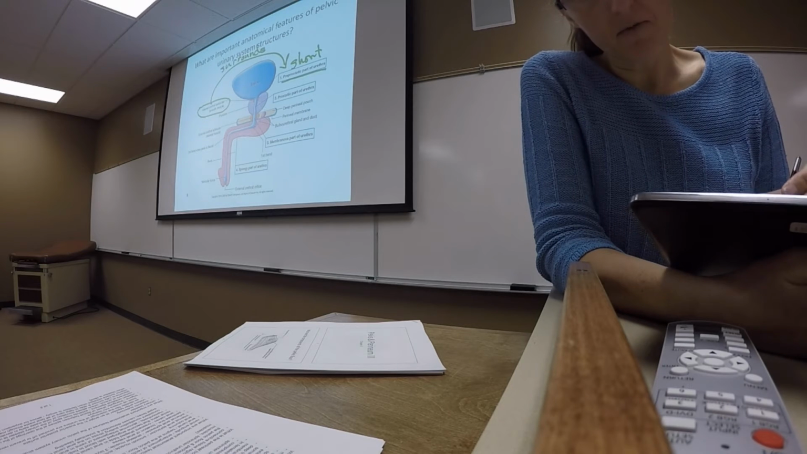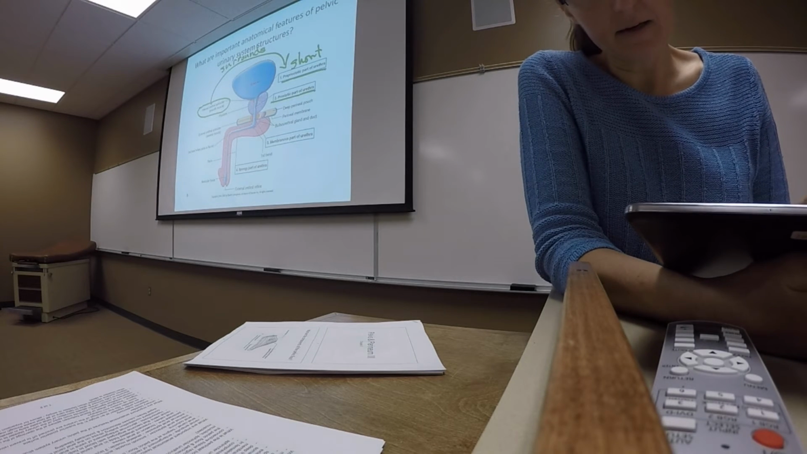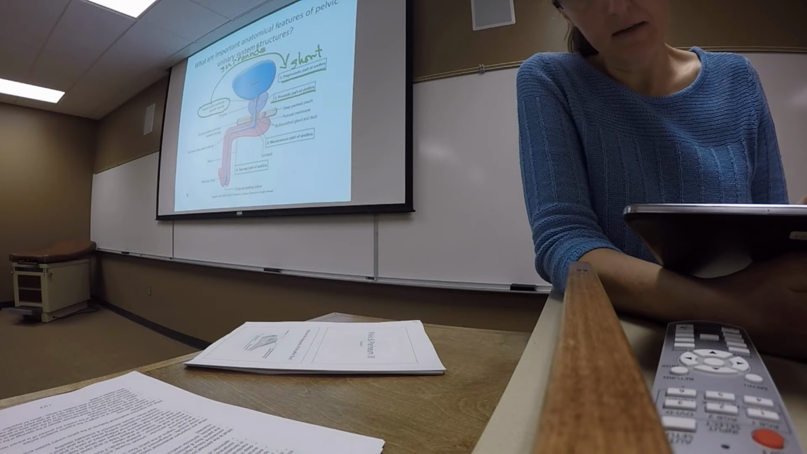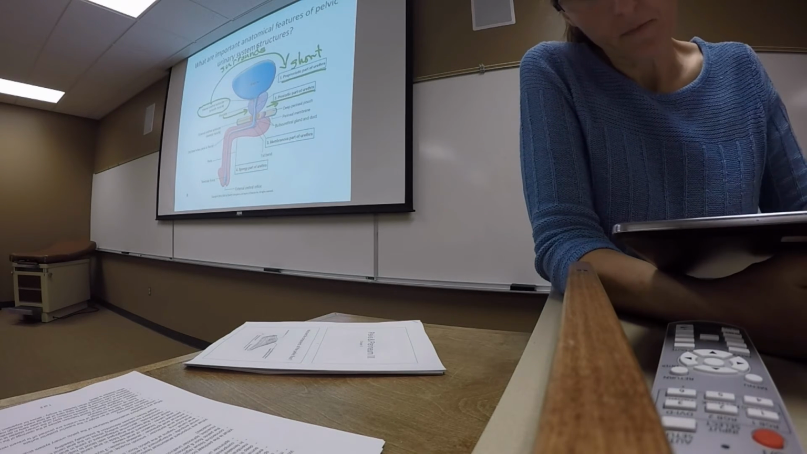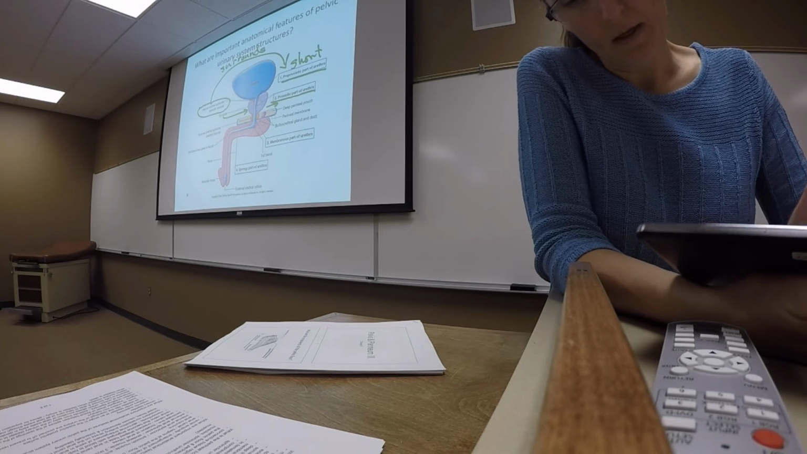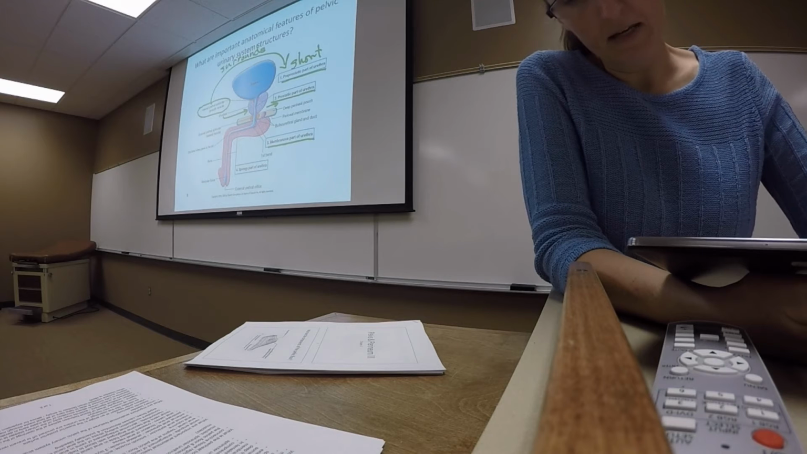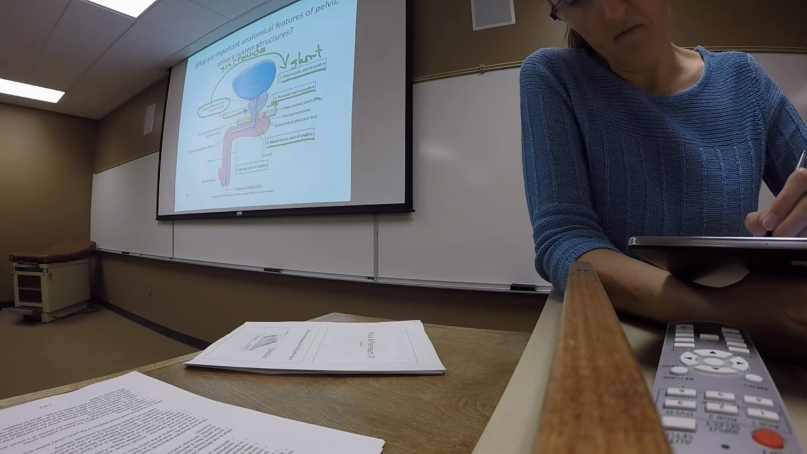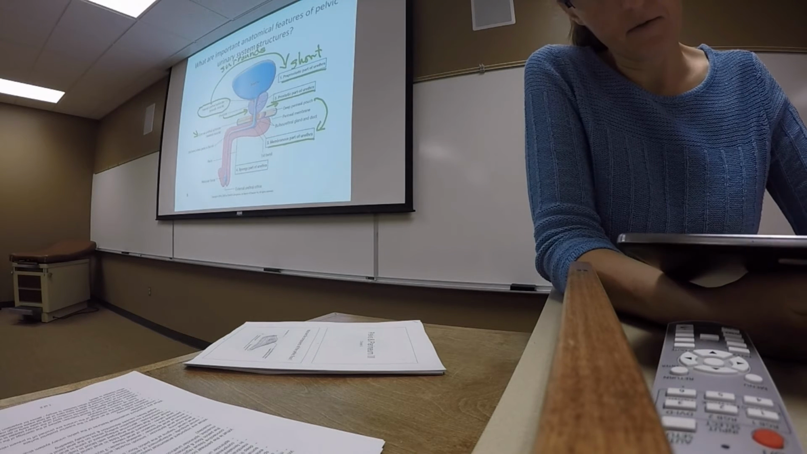Then we have the second part, the prostatic part of the urethra, and that is surrounded by the prostate gland. The third part is the membranous part. That is the part that moves through the deep perineal pouch and is surrounded by the external urethral sphincter.